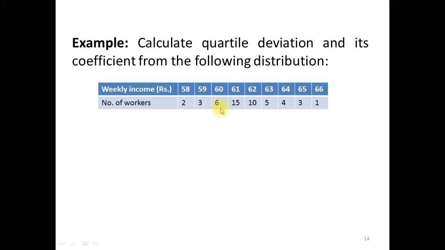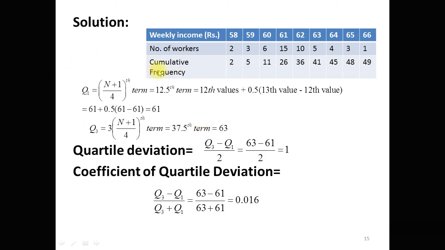So first of all, construct the cumulative frequency, like you see here. Then find the position of Q1 and the position of Q3, using the same expression. n plus 1 divided by 4 is the position of Q1, and for the position of Q3, 3 into n plus 1 divided by 4. So this is the position of Q3.